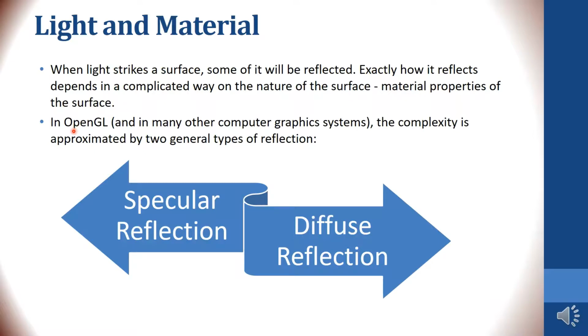In OpenGL, the complexity is approximated by two general types of reflection. So in computer graphics or in OpenGL, there are two types of reflection. One is specular reflection, and the other one is diffuse reflection. Let's find out what specular reflection and diffuse reflection are, and what the differences between these two types of reflection are.